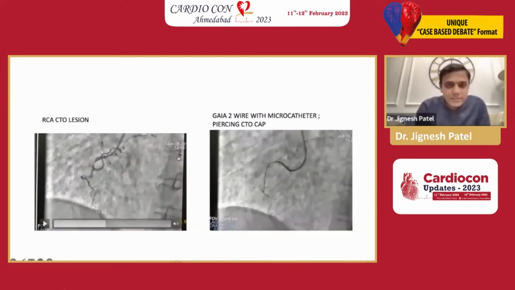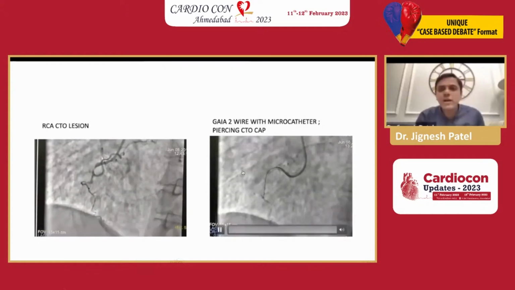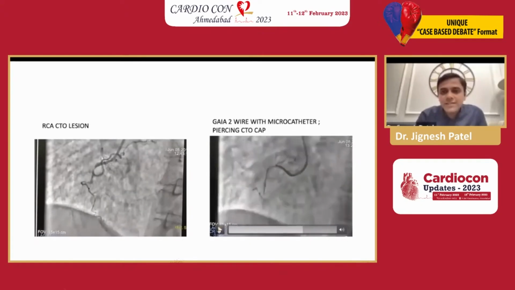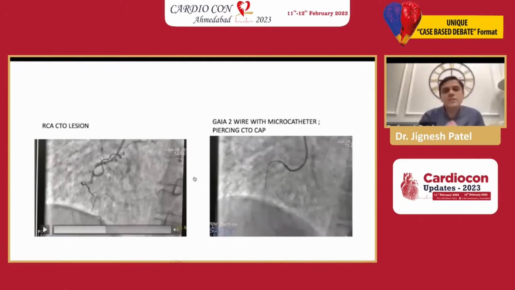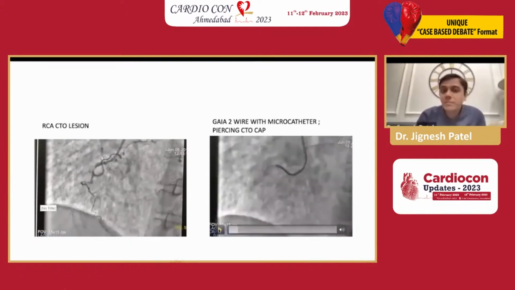Here you can see that this case was started at around 12:40 p.m. and it took more than 40 or 45 minutes to pierce the cap of the CTO segment. So what we did, initially I took a JR, and we know that in a CTO segment the JR will not give much support. So considering better catheters is really very important. Here we changed the guide to the Amplatz guide, which will give better support as compared to JR.